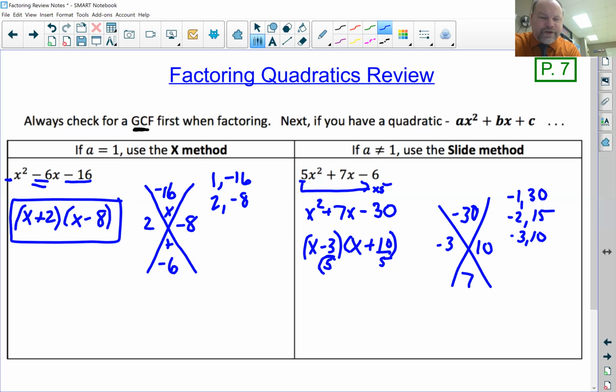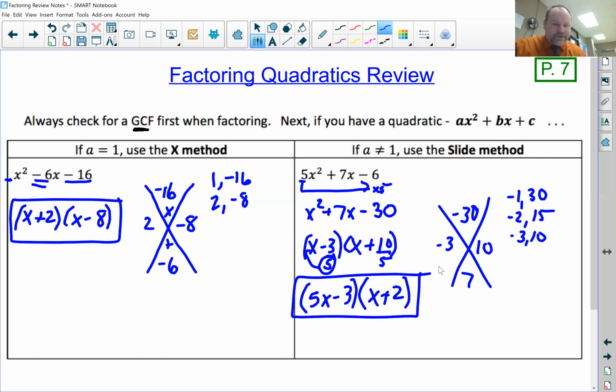And if we still have a fraction left over, the denominator goes in front of the x. 10 divided by 5, that's 2. So if it divides evenly, we write the quotient as our second factor. All right, so that's just a quick review.